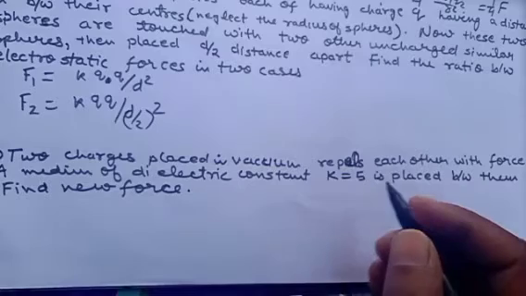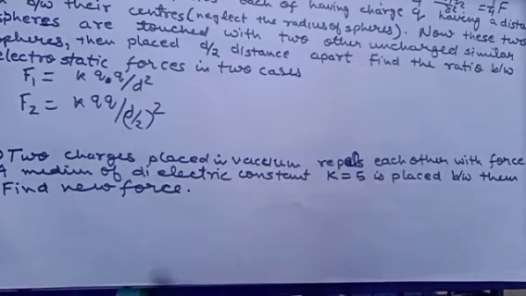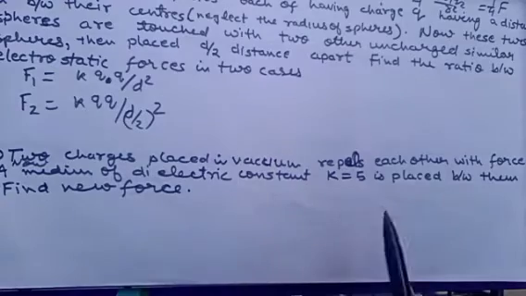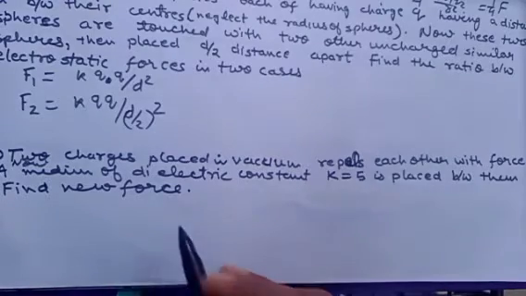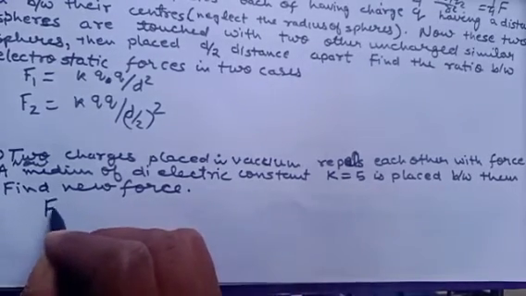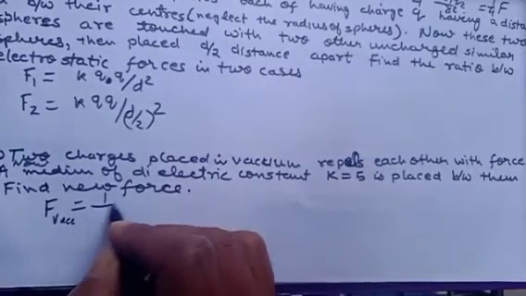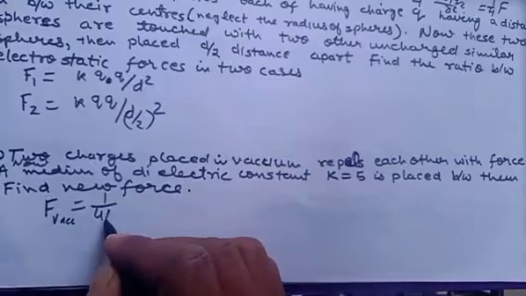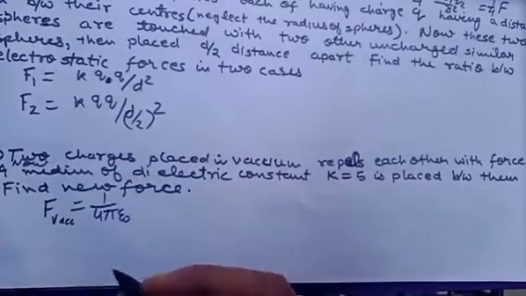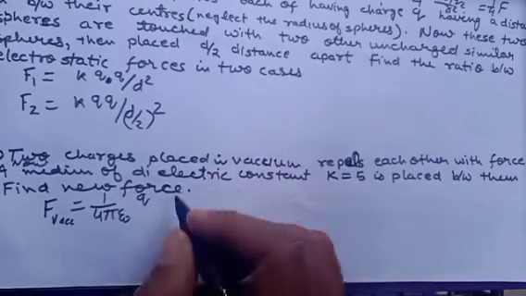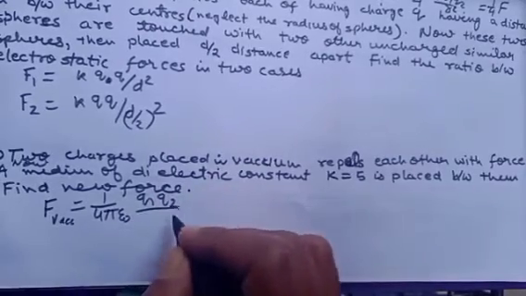Two charges placed in vacuum repel each other with force F. A medium of dielectric constant K is placed between them. Find the new force. So we know that F, when placed in vacuum, is equal to 1 upon 4 pi epsilon naught. Actually, I avoid writing 1 upon 4 pi epsilon naught, that is why I put K. But this time I have to go with this. Charges are not given, so I will put Q1 Q2 upon R square.